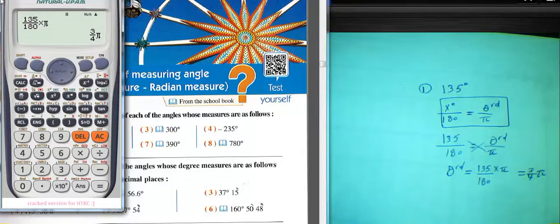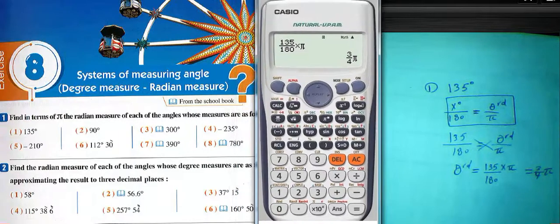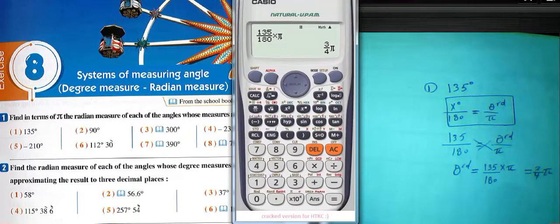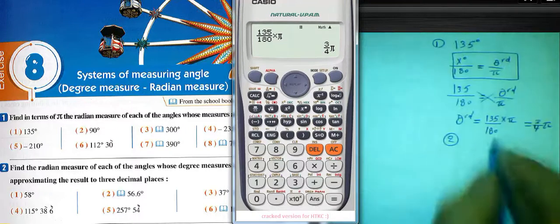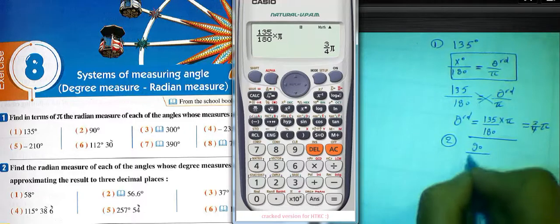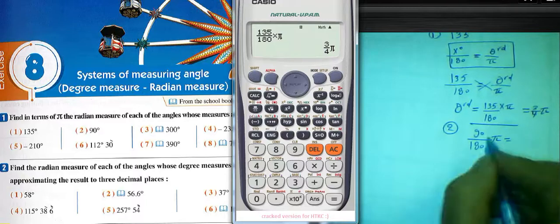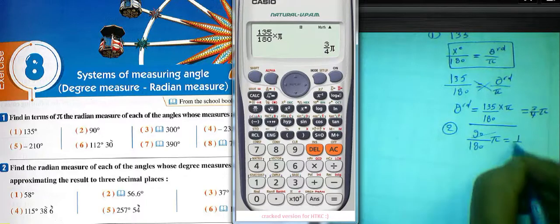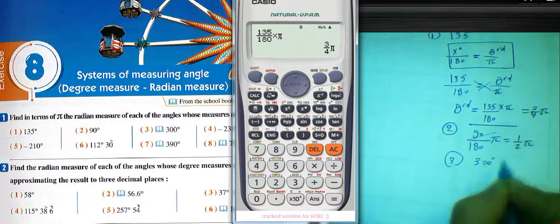Question number 2, 90 degrees. Write 90 over 180 multiplied by pi. To convert directly, 90 over 180 equals half pi. Question number 3, 300 degrees.